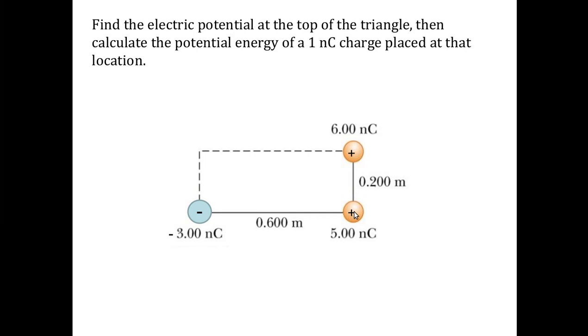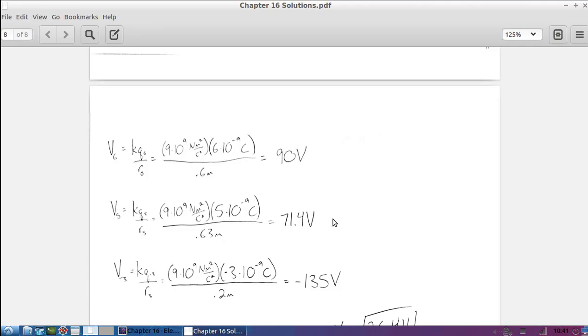The positive 5 nanocoulomb charge, if we go back to chapter 15, the distance is the diagonal of this rectangle, and so I use the Pythagorean theorem. 0.6 squared plus 0.2 squared is the length of this diagonal squared, and so I find that this distance is 0.63 meters, just like our chapter 15 example. So I know K, I know Q5, which is 5 nanocoulombs, positive. It's a positive charge, and I get a potential of 71.4 volts due to that 5 nanocoulomb charge.